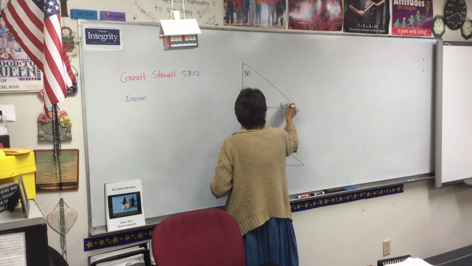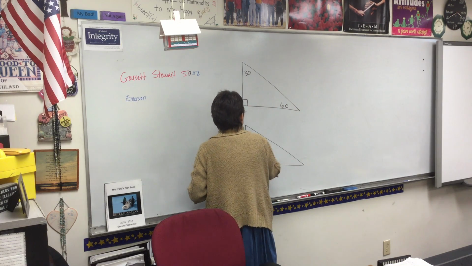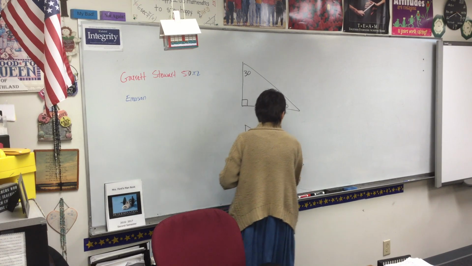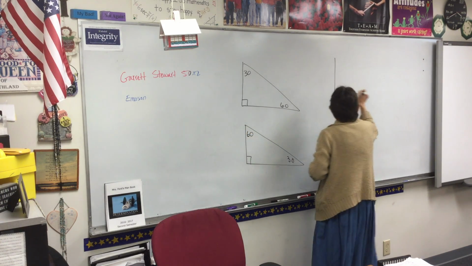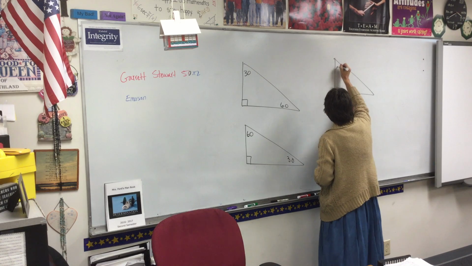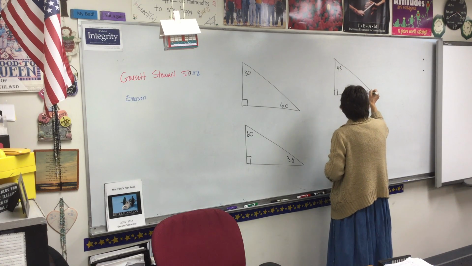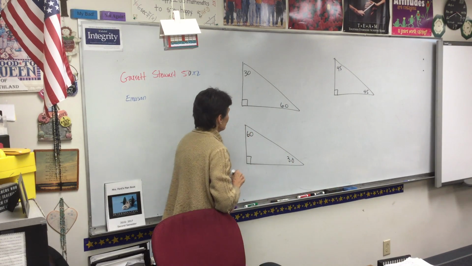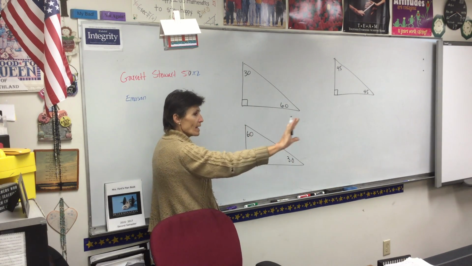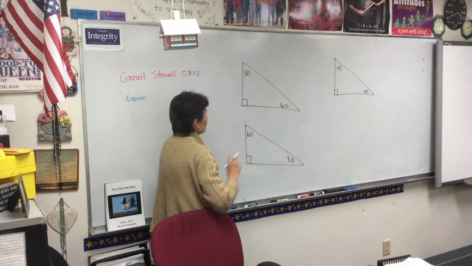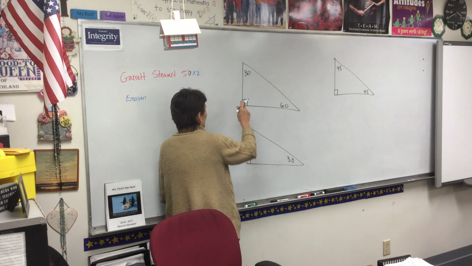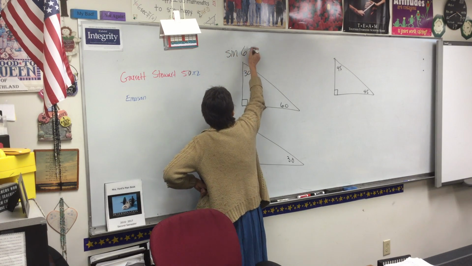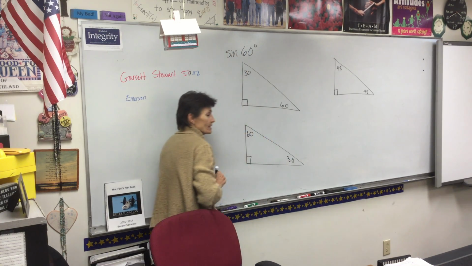Alright, so these aren't drawn to scale at all, but you may need your sheet for this, unless you're really, really good at this point. Here's what I want you to do. No calculator, but you can use your gold sheet if you need it. I want you to look at this triangle right here and tell me what the sine of 60 degrees is.